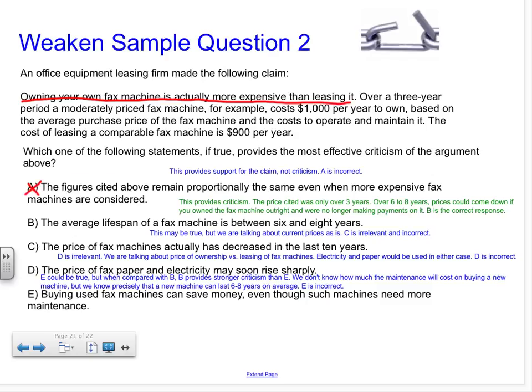B, the average lifespan of a fax machine is between 6 and 8 years. Now remember, when we were cluing into the question before, we anticipated this, that we want to see if extending the purchase cost of a fax machine beyond the 3 years would actually be cheaper. Because beyond 3 years, you'd be finished paying for it. Well, as for leasing, you're still paying that $900 per year leasing costs. So this would definitely provide criticism. So B would be the correct response.